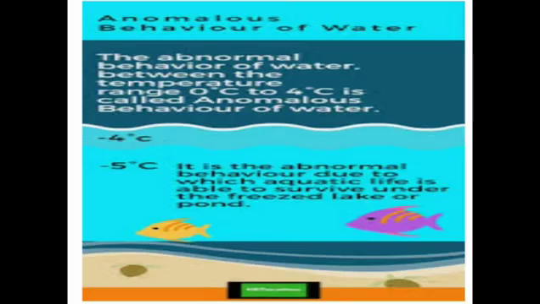The density of ice is 0.9167 gram per centimeter cube at 0 degrees Celsius, while the density of water is 0.9998 gram per centimeter cube at the same temperature. The density of water is the greatest at 4 degrees Celsius, being 1 gram per centimeter cube.